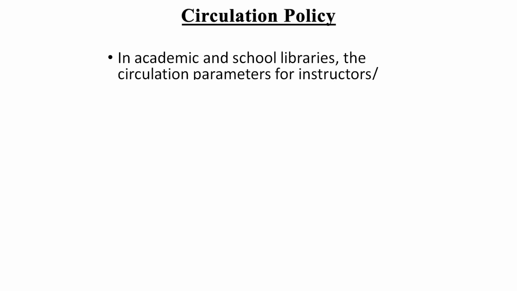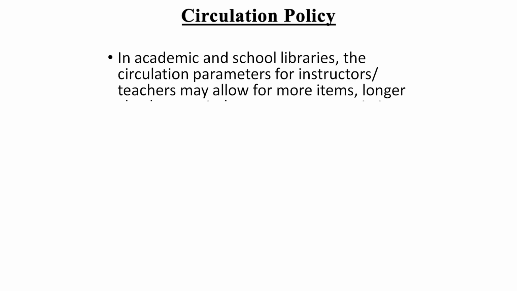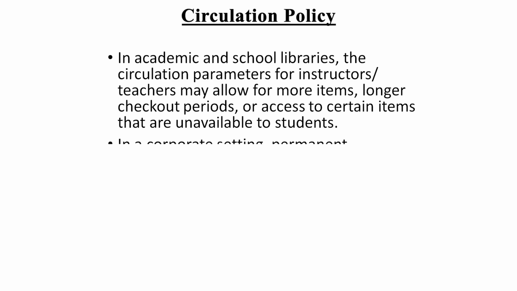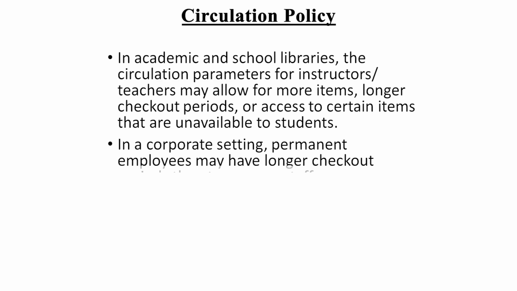Circulation policy in academic and school libraries: the circulation parameters for instructors and teachers may allow for more items, longer checkout periods, or access to certain items that are unavailable to the students. That kind of circulation policy has to be laid down. Even among students, if there is a research scholar, their requirements are different, so their number of books issued and returns can be different. Faculty members, research associates, PG students, UG students, all are different.